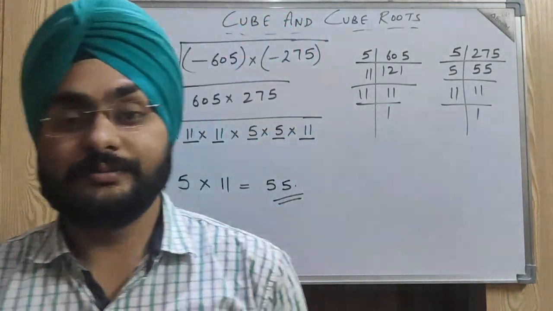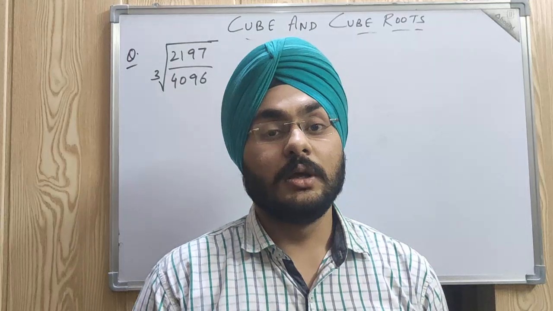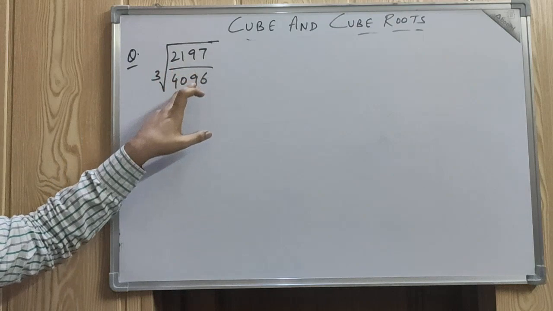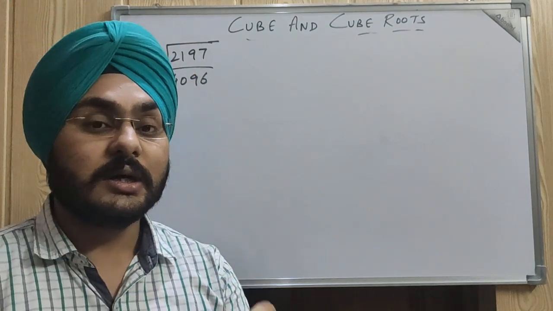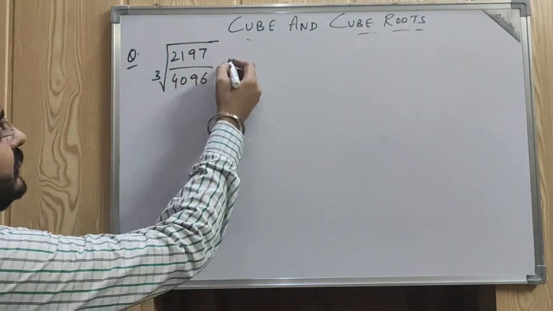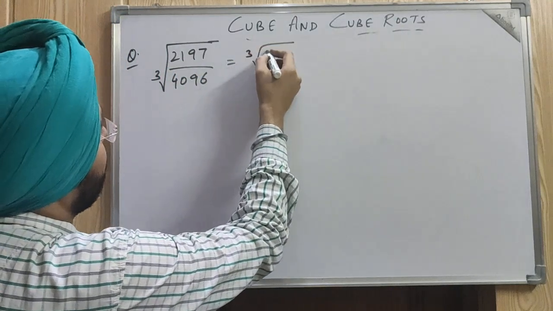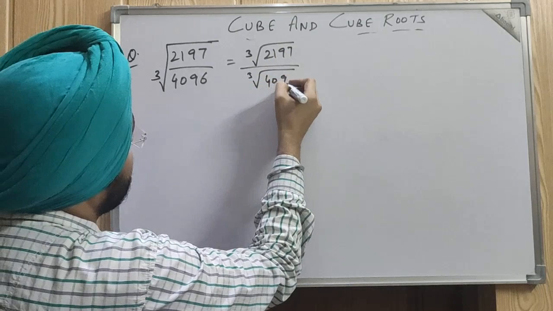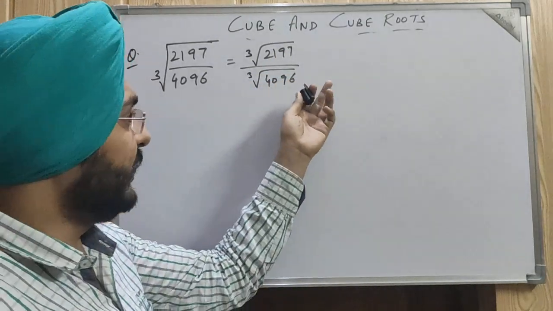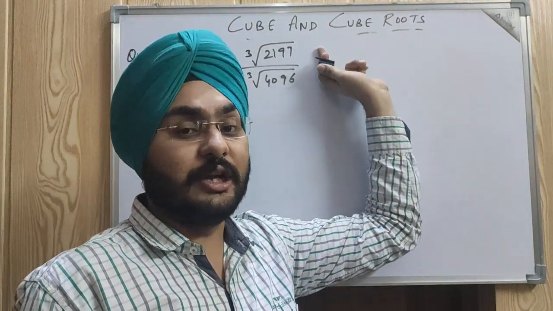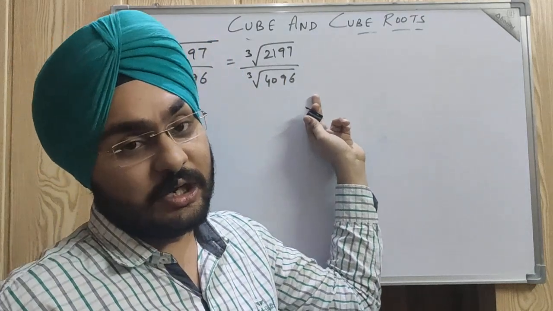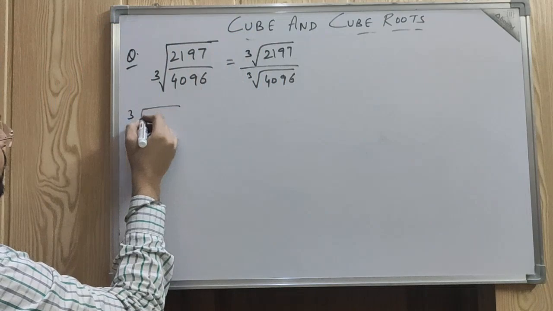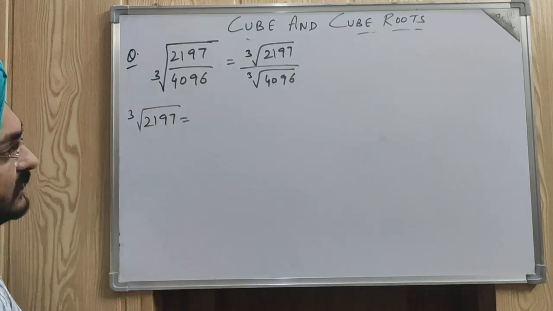Coming to the next one now. So the next question is like this: find the cube root of 2197 by the cube root of 4096. Basically this can be written as the cube root of 2197 divided by the cube root of 4096. Now again you have to find the cube root of the numerator as well as the denominator and you are done with it.